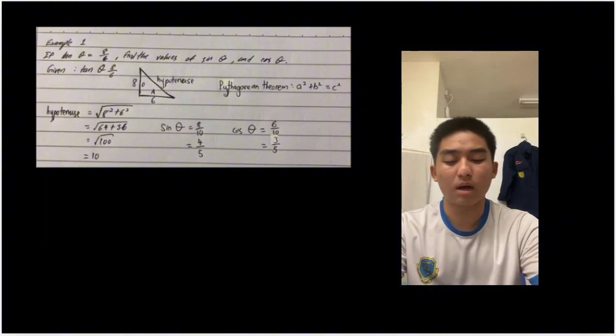Now the hypotenuse equals the square root of 8 squared plus 6 squared, and it gives us the square root of 64 plus 36, which simplifies into the square root of 100. So our final answer for the hypotenuse is 10. Now that we have all three sides, opposite is 8, adjacent is 6, and hypotenuse is 10, we can easily write down our remaining ratios.